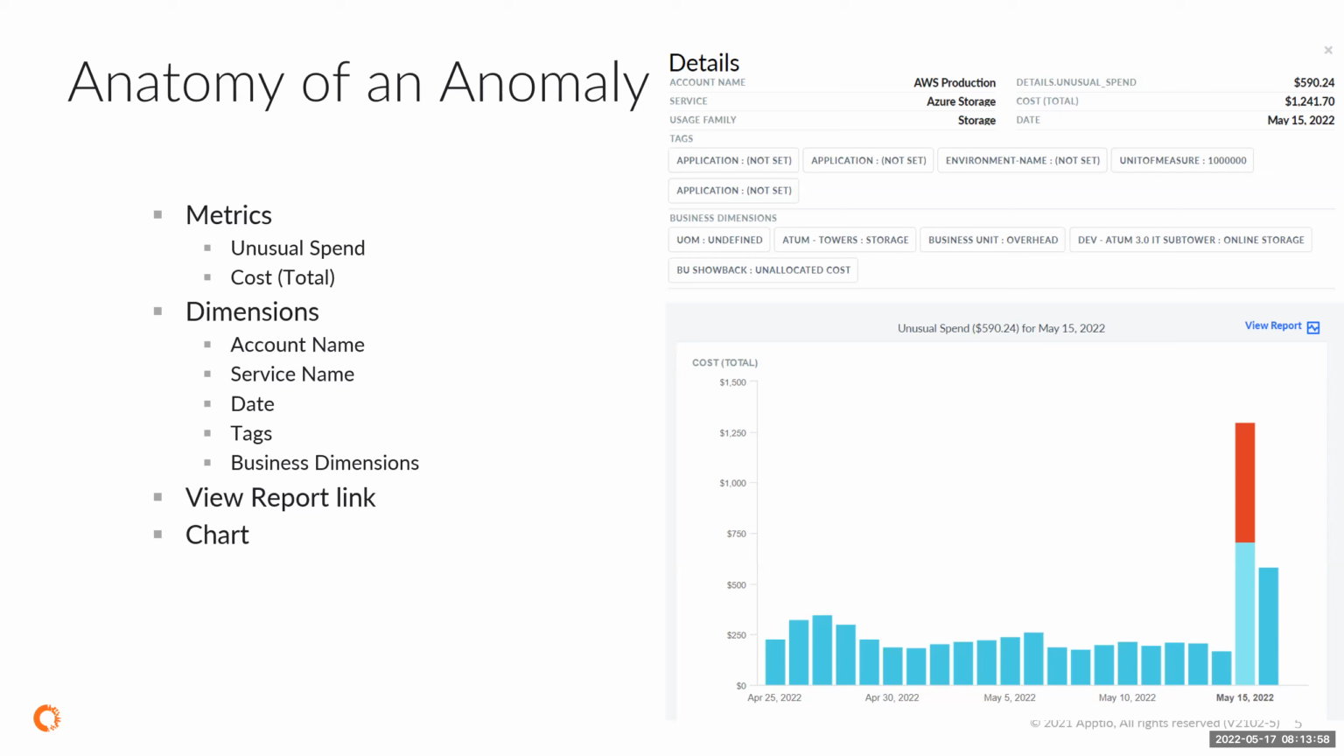And what is this unusual spend here? What does that mean? Yeah, unusual spend is everything above that 2 standard deviation line, right? So basically what we're saying is, we think that anything within 2 standard deviations is normal. It's something that we would expect. And anything above that is unusual, unexpected.